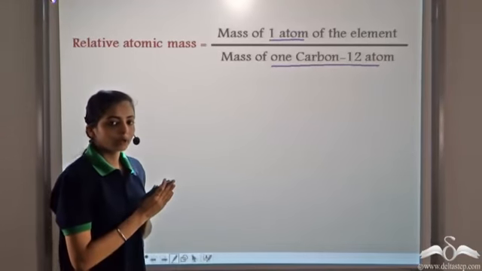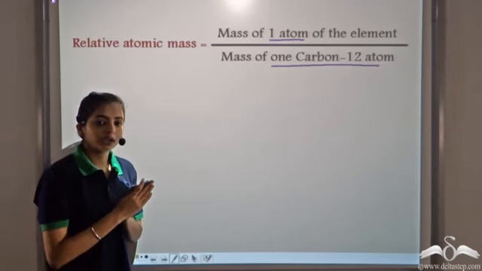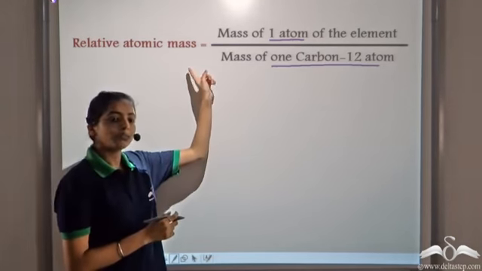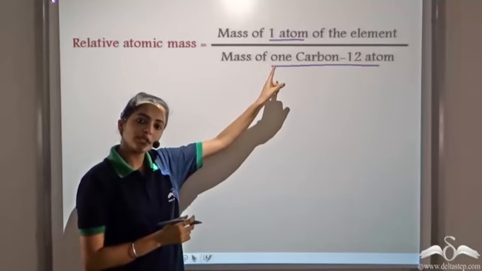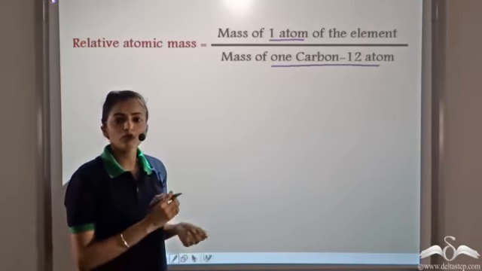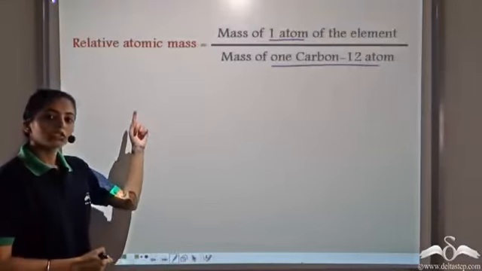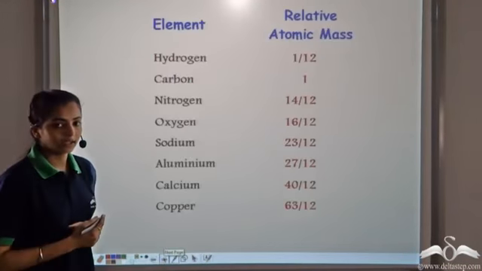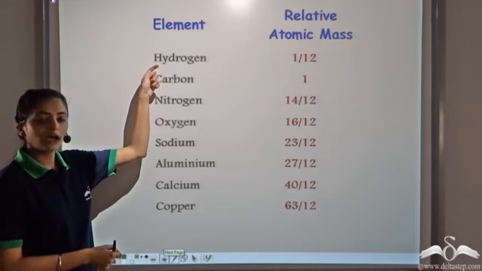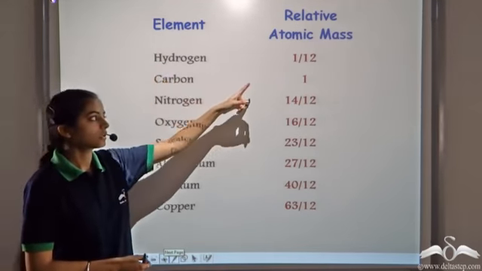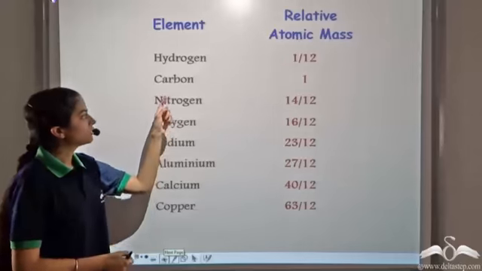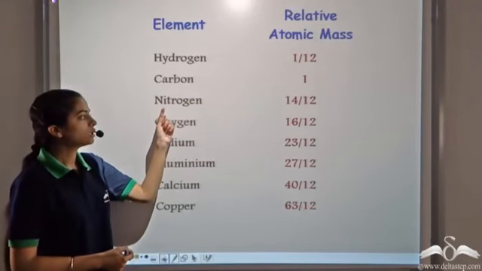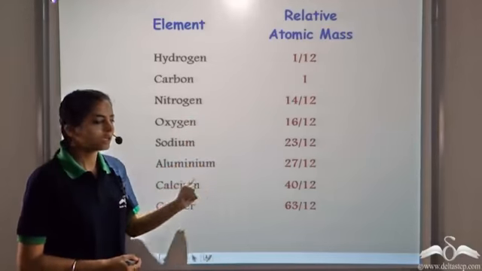So the relative atomic masses of all the elements can be calculated by taking carbon 12 as the reference, and that is calculated by taking the mass of one atom of a particular element and dividing it by the mass of one atom of carbon 12. So based on this, the relative atomic masses of different elements were calculated. For hydrogen, the relative atomic mass comes out to be 1 by 12. For carbon, it becomes 1, since we are comparing it with carbon itself. For nitrogen, it becomes 14 by 12, and so on.